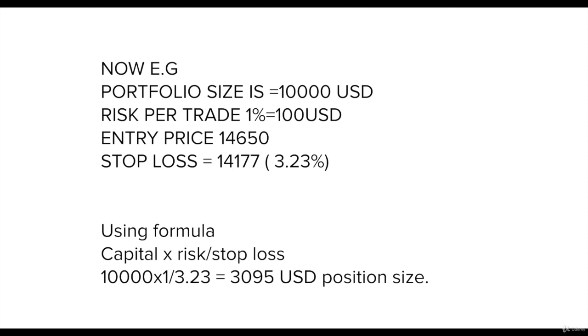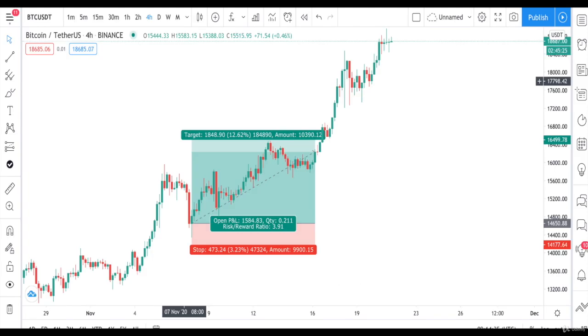Let me share the chart with you. This is the Bitcoin and the US dollar 4-hour chart. I have taken the tool over here from the toolbox, the long position tool. My entry is $14,650 and my stop loss is $14,177. No need to calculate your stop loss percentage. Just simply go over here, take the long position tool, decide your entry price and your stop loss price, and you will have this. See, this is our stop loss now, 3.23% down.